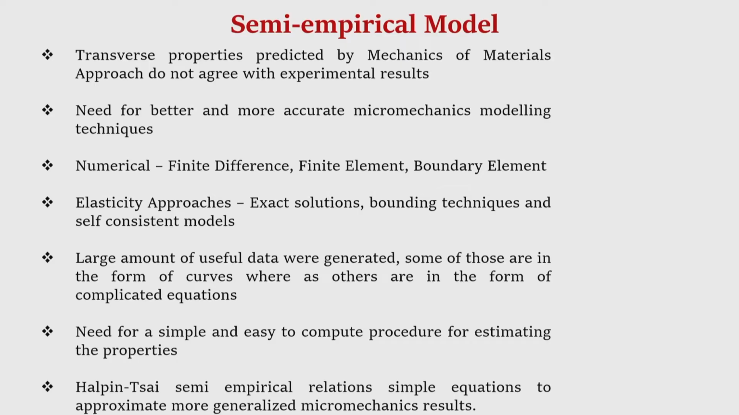So, semi empirical methods came in handy, especially the Halpin-Tsai method, which provides relatively simple equations for estimation of lamina properties in terms of the properties of the fiber, the matrix and their relative proportions. Even though it is approximate, it covers a wide range, that is, it is more generalized, and therefore, it becomes handy for the designers to use for estimating the properties of the lamina.